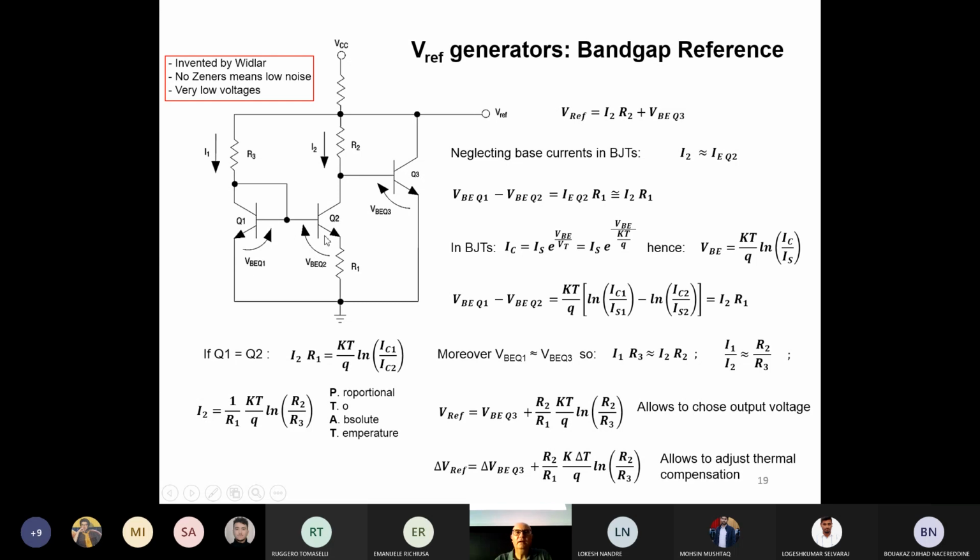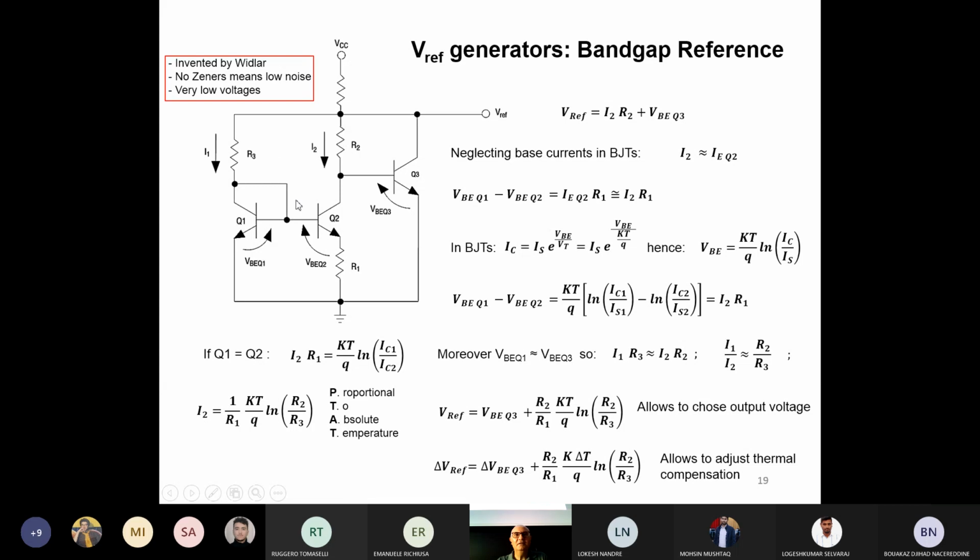Due to the fact that the collector current of Q2 is an exponential function of the VBE, even a small voltage difference is going to give a very large current difference. Basically, Q2 will have a collector current that in general is much smaller than the collector current of Q1. That's what we saw with the Widlar current mirror, sorry.